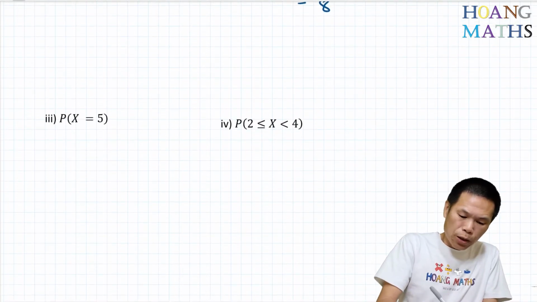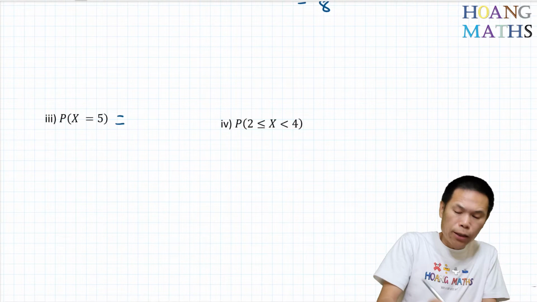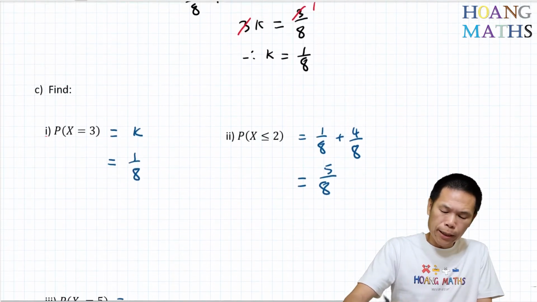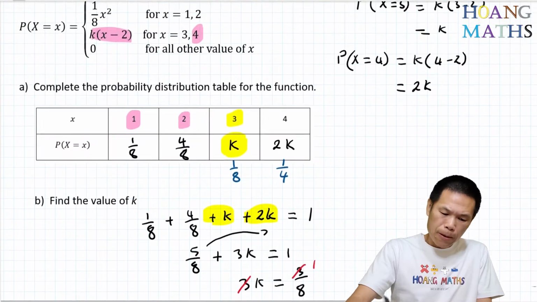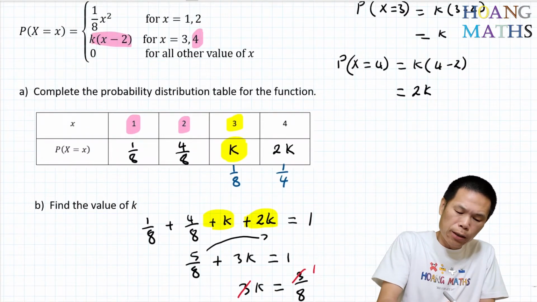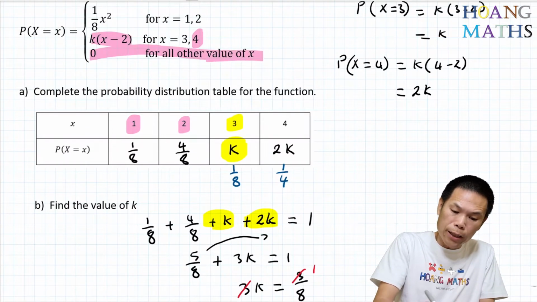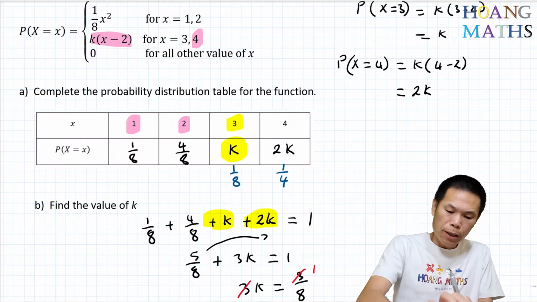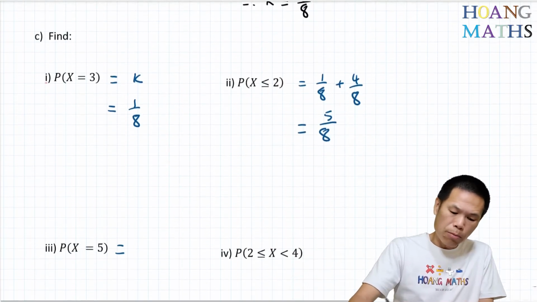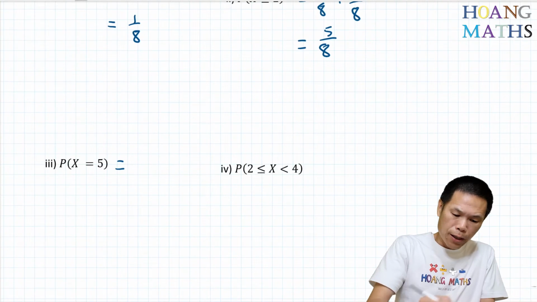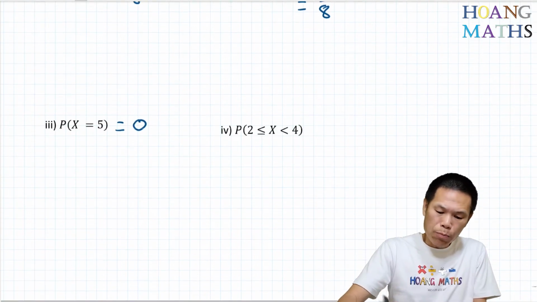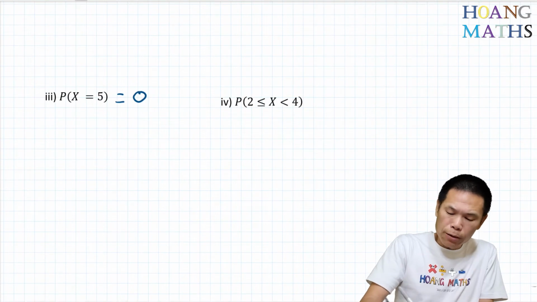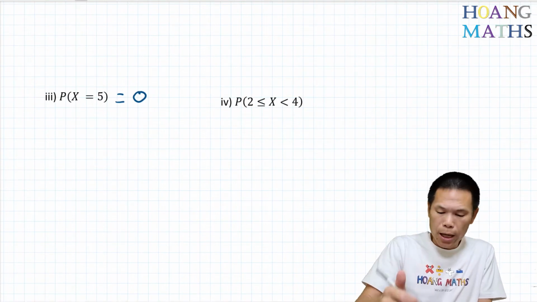Next one. So the probability of x is equal to 5. So therefore, there is no 5 there. We can see this one here, 0 for all other x values. So this means that the probability of x equal to 5 is equal to 0. So there you go. Now the probability of x between 2 and 4.